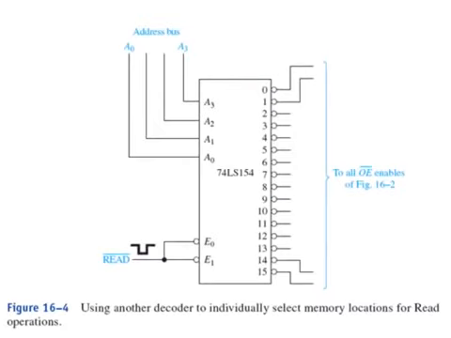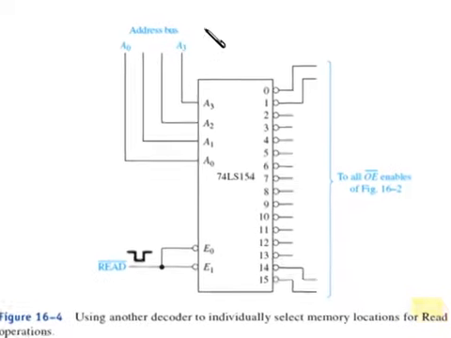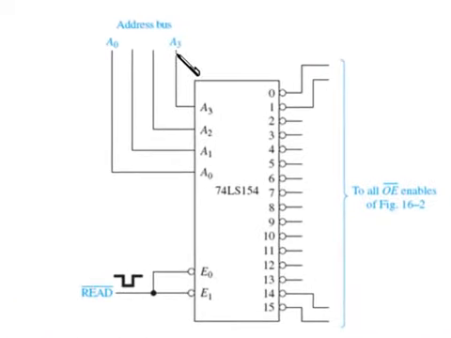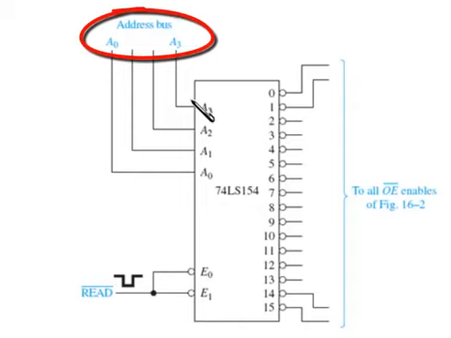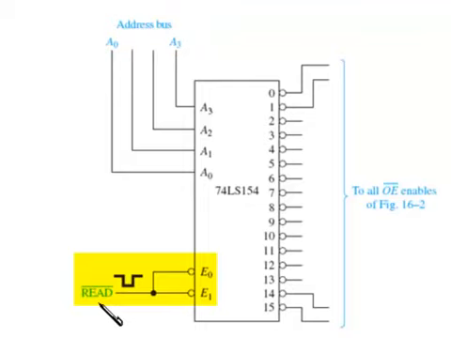And figure 16.4 shows us how we can use another decoder to individually select memory locations for the read operations. So we take the same data bus, we're going to set up, let's say we want to look at the first memory location or the first 8-bit register, and we'll put 0000 on these lines, and now we've got a new control signal called the read control signal. And by the way, microcontrollers all have a read and they have a write control signal. Usually they are active low. So when you do the read command, we'll get a pulse on this line.